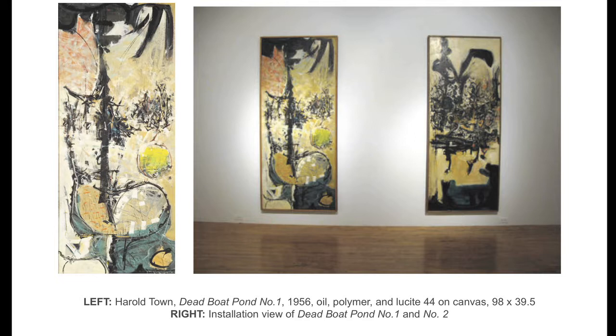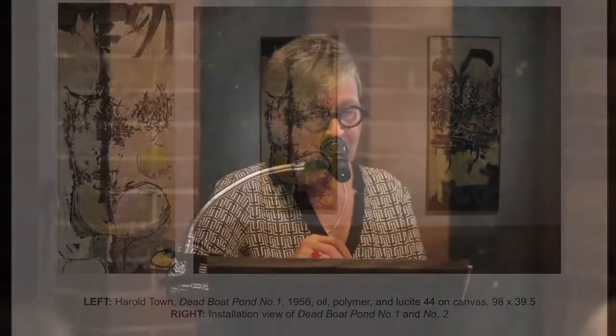I'm showing you here another painting with local references. These two paintings, and I'm showing you the little tiny picture of them in installation so you can see how huge they are, are 8 foot tall. They're called Deadboat Pond, and this refers to a pond in the Toronto Islands where Town and Yarwood would go with Tom Hodgson for weekends.